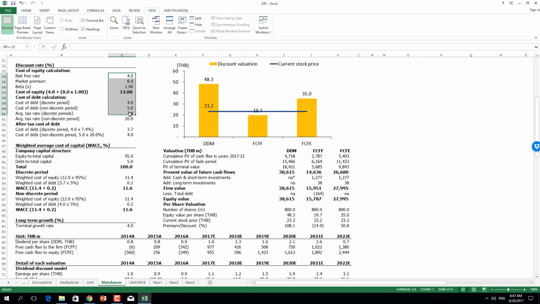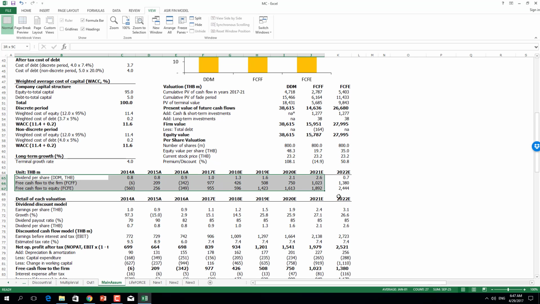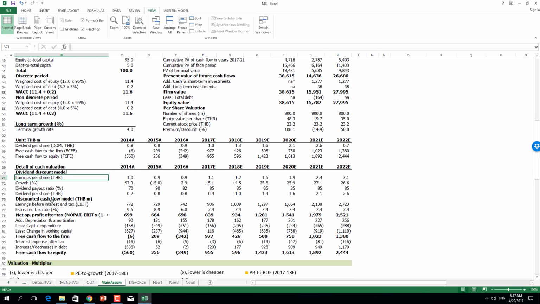What were our discount assumptions here? What were our weighted average cost of capital assumptions? What was our dividend assumptions? We can see the output of the dividend discount model, and then we can also see the output of the free cash flow to the firm and free cash flow to equity model, and ask, is there something different here? Wow, look at the difference in the cash flow right here. Free cash flow to the firm is 1380. Free cash flow to equity is 2444.